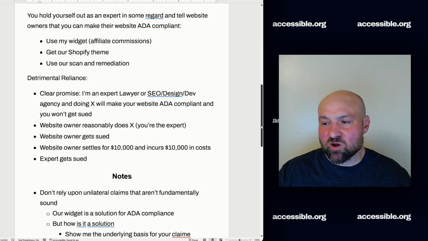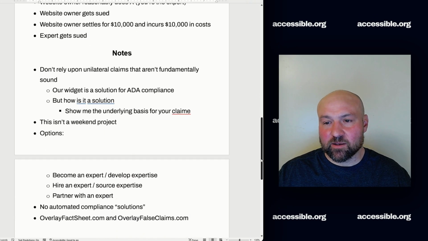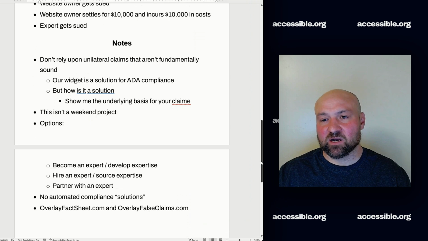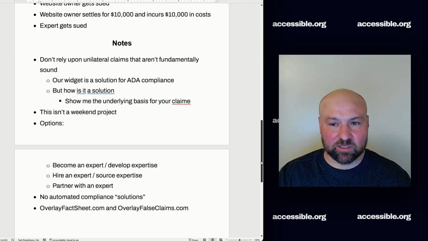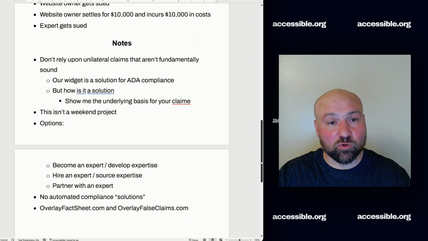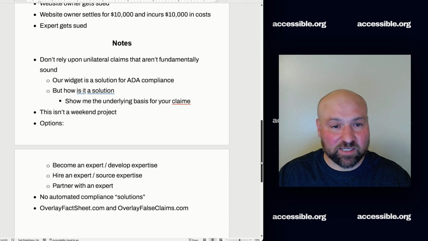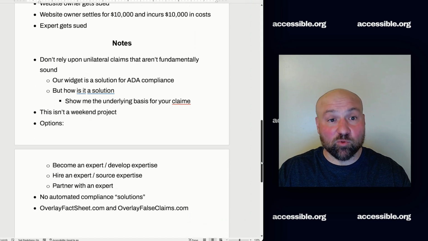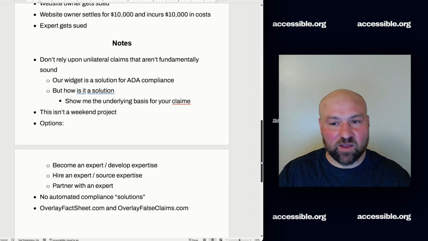All right, so we're almost through the document here. A few more last notes, and this goes back to what I was stating earlier. Do not rely upon unilateral claims that aren't fundamentally sound. If there is a claim that a product or service will provide compliance or follows best practices for compliance, then it will be fundamentally sound. You can unravel that claim and go back to the source material, being the law or the technical standards, and you will find that the claim is well founded.